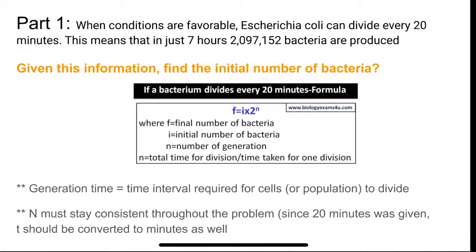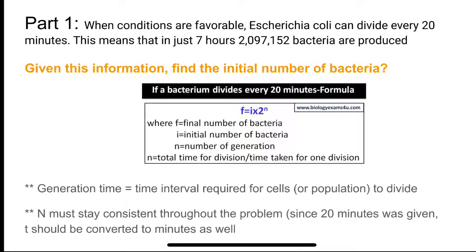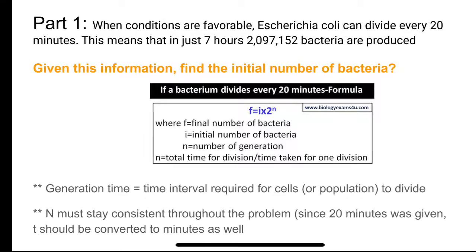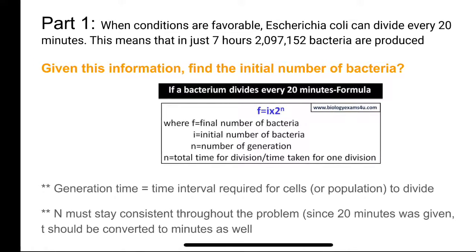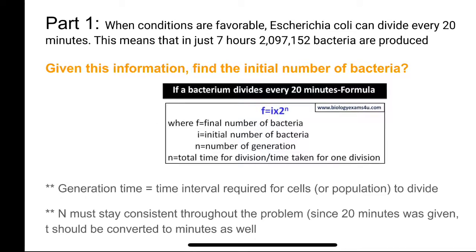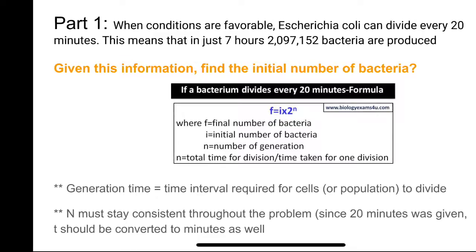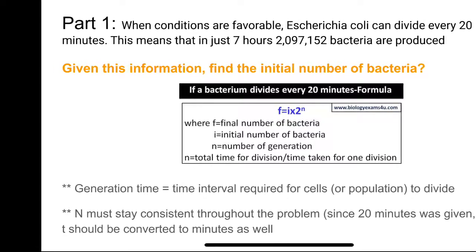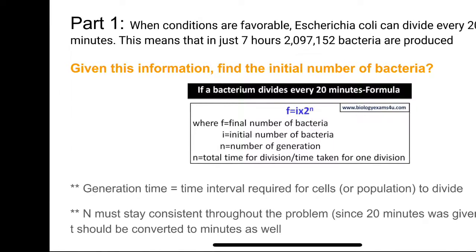Using the formula F equals I times 2 to the power of n, you're able to figure this out. It should also be mentioned that n, which is the number of generations, must stay consistent throughout the problem. Therefore, since you're given a 20-minute division, t should be converted to minutes as well. You do this by multiplying time given, which was 7 hours, by 60 minutes. And as a side note, it's also important to know that the generation time equals the time interval required for cells, or population, to divide.